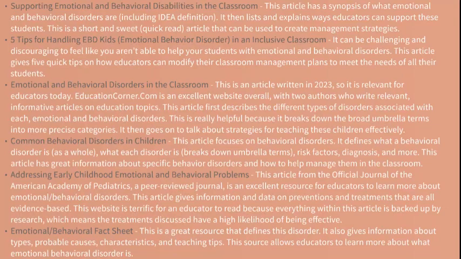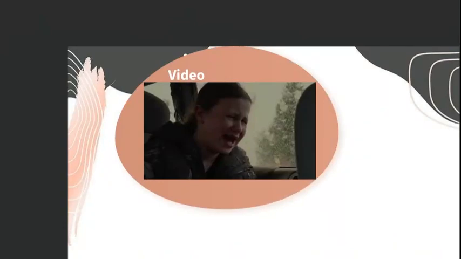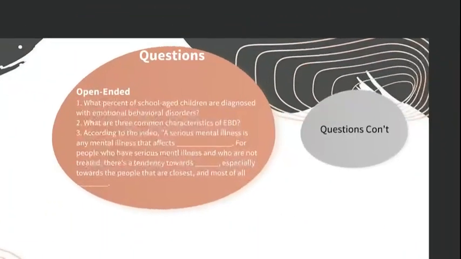Now, the last one is the emotional behavioral fact sheet. This is a great resource that defines this disorder. It also gives information about the types, the probable causes, the characteristics, and some teaching tips. This source allows educators to learn more about emotional behavioral disorder as a whole. So next is the video, and I can't get it to work due to copyright issues, but I will turn that in later. So now we have the questions.